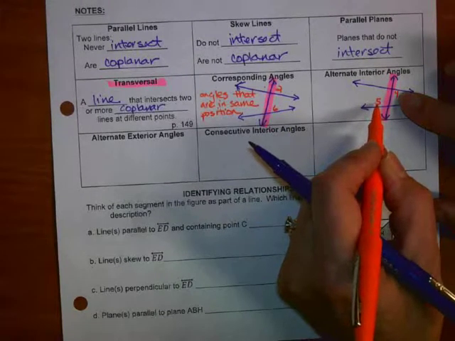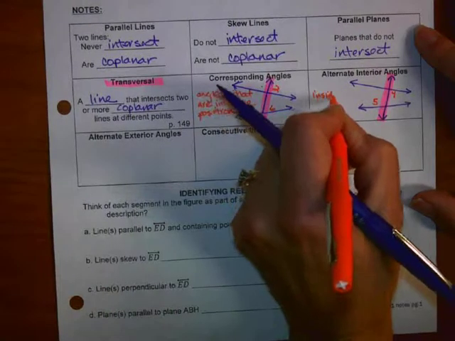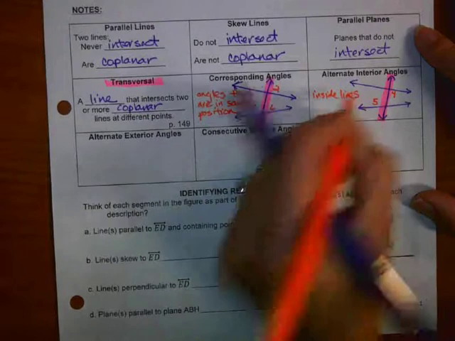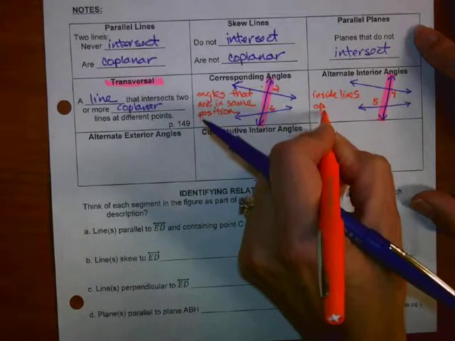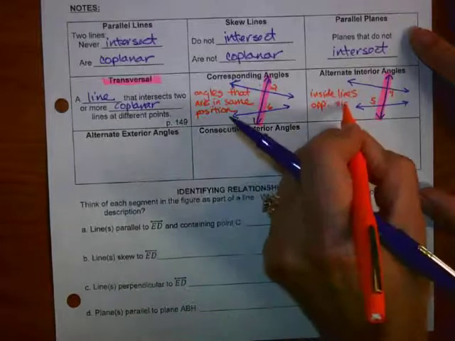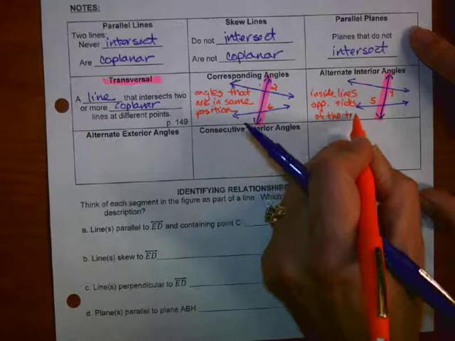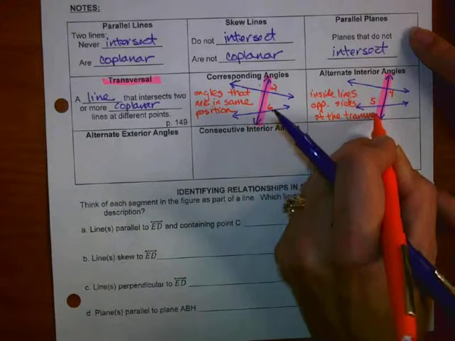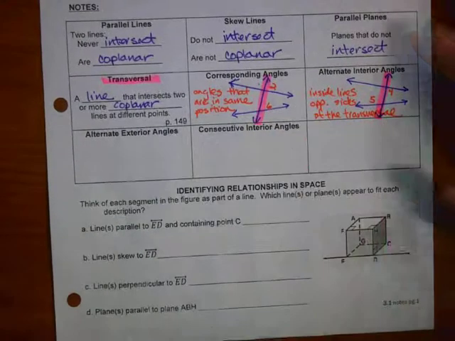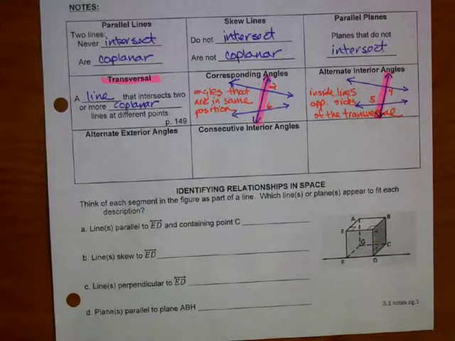Get that? Okay, so I would say inside the lines, opp. opposite sides of the transversal. Opposite sides of the transversal. Alternate interior.